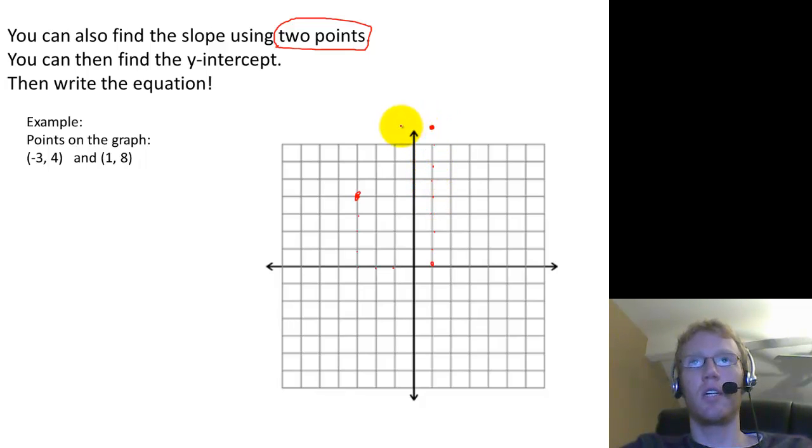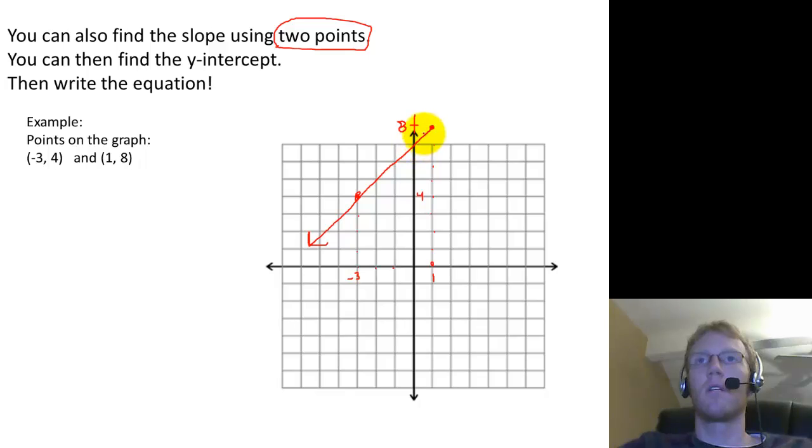Okay, that's a little tricky because it's a little bit off the graph, but it's at 8. And this one was at 4, -3, and this one's at 1. Okay, so there's a line that goes through these 2 points. And I want to find the equation of it.